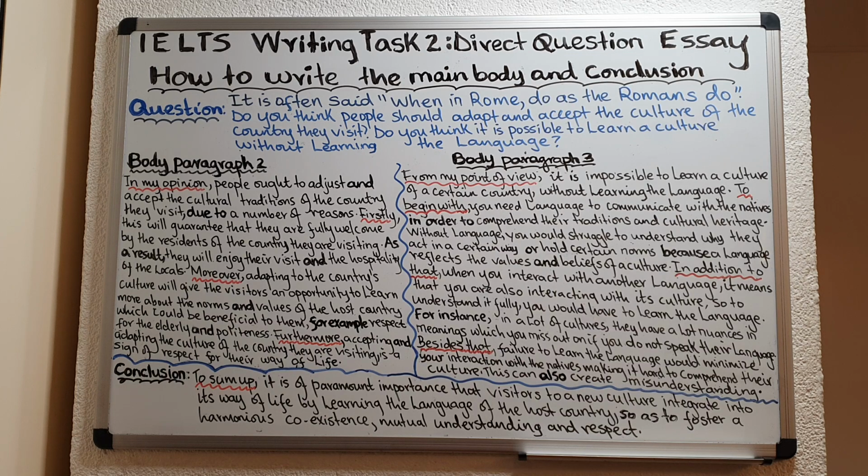Without language, you would struggle to understand why they act in a certain way or hold certain norms, because a language reflects the values and beliefs of a culture. So I have elaborated that first point, and I have used linking words such as in order to, because, or, and. I have used these linking words to help me to elaborate my first point.